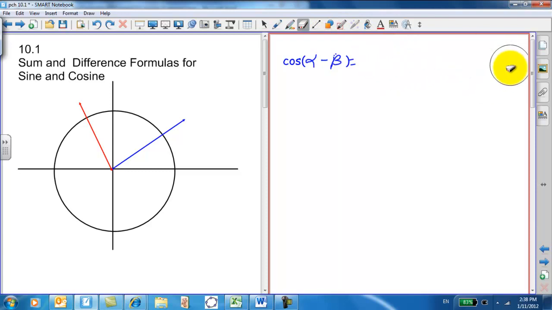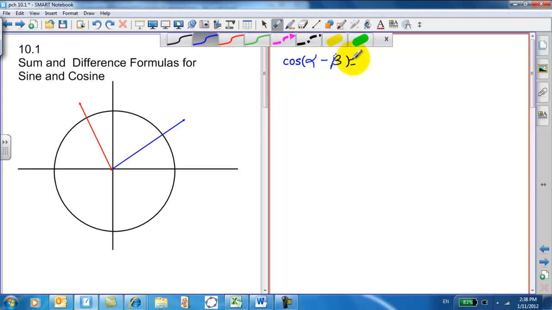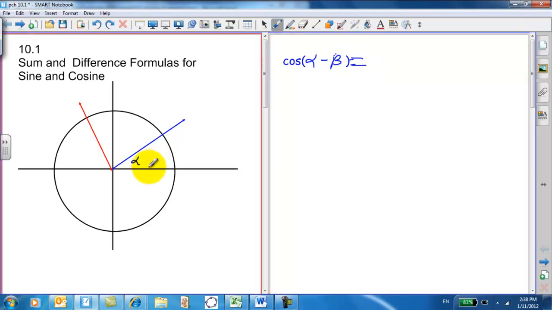You do not distribute trig functions over addition or subtraction. The only thing you distribute over addition and subtraction is multiplication. That's it. So how can we come up with a formula for this? Well, we can call this angle alpha in here, and that's from here to here. And let's put it on the unit circle.